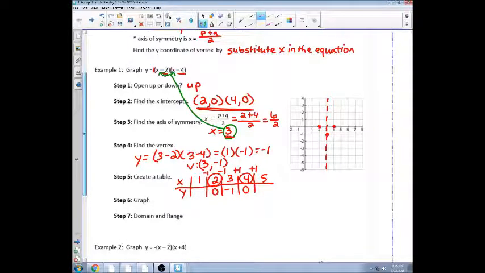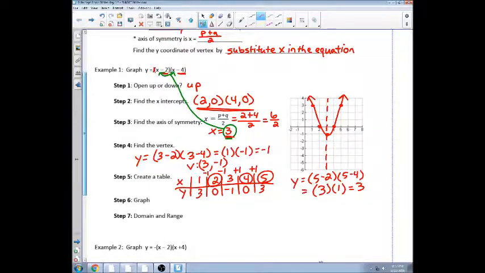So the last step is to plug in this 5 for all of my x's. So y would equal 5 minus 2 times 5 minus 4, which would equal 3 times 1, which is just 3. So it would be (5, 3) and (1, 3). Go ahead and connect my points, and there's my graph.